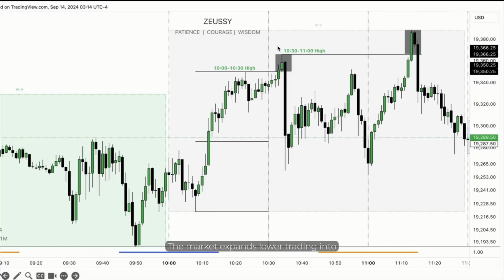The market expands lower, trading into that BC, into a discount of the previous cycle range, before forming a low and then slowly gravitating towards the upside, as you can see.